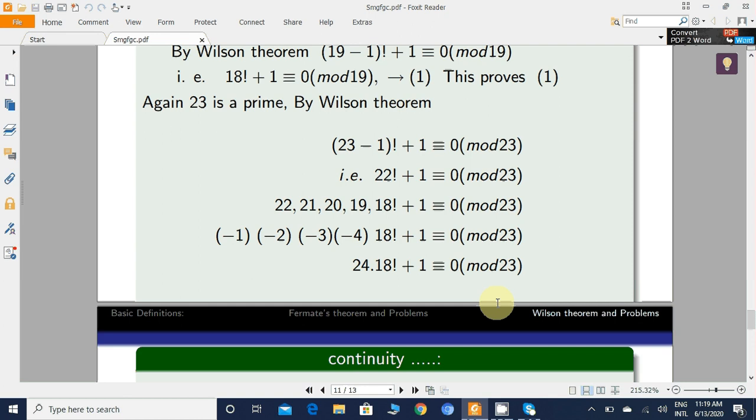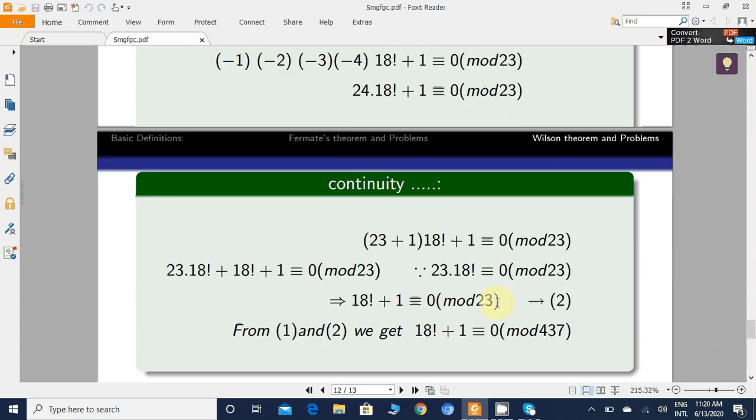Again, if I multiply all these negative numbers, here we have 4 negatives that become positive. Again 1 into 2 into 3 into 4, that is 24. Therefore 24 into 18 factorial plus 1 is congruent to 0 mod 23. Again 24 can be written as 23 plus 1, into 18 factorial plus 1, congruent to 0 modulo 23. Now we can split into two terms: 23 into 18 factorial plus 1 term, and plus 18 factorial plus 1, another term, congruent to 0 modulo 23.